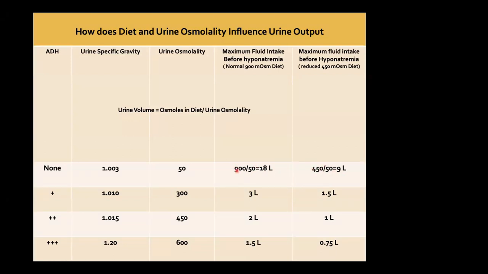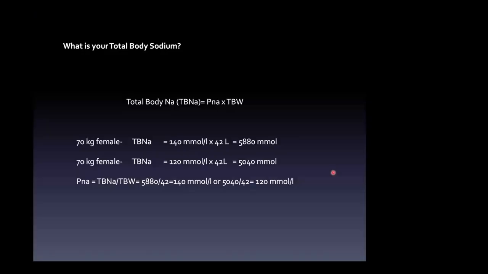They go from 900 to maybe 300 osmoles, and the urine osmolarity, because of pain and vomiting, goes from 50 up to 300. So the maximum urine they can excrete without getting hyponatremia would be 300 osmoles divided by 300 osmolarity, which is 1 liter only. So as soon as they drink more than 1 liter, automatically they become hyponatremic. And that's why you see in the hospitals, a lot of these old patients who are sick tend to have hyponatremia.